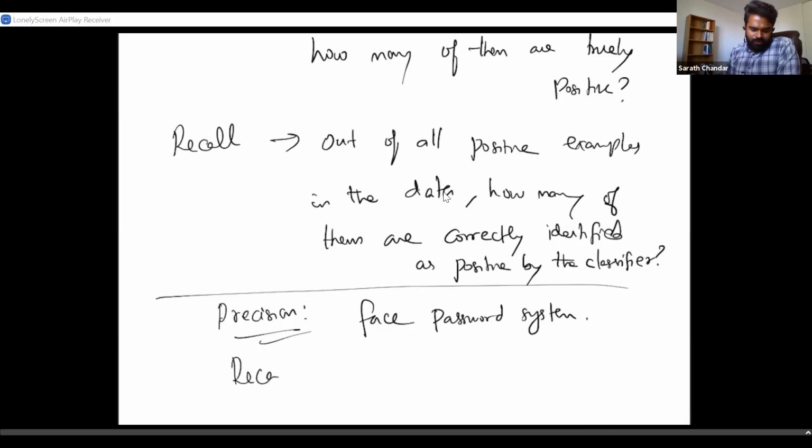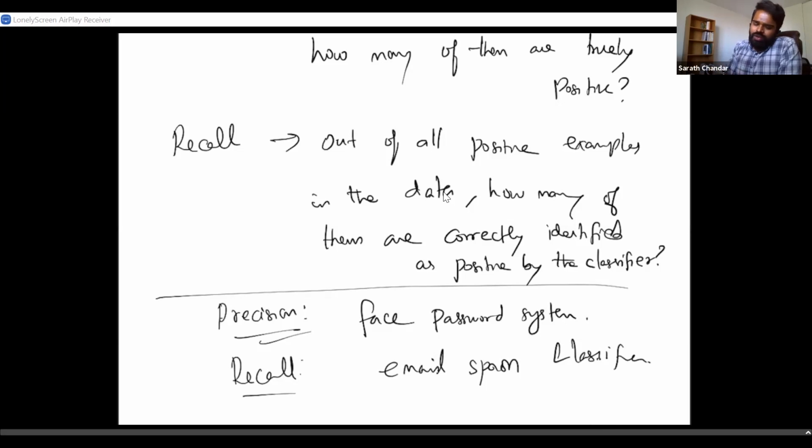To give another example for recall, like we have already seen cancer, another example for recall is the email spam classifier, right? We are usually okay if a spam gets into our good email box, but we are not okay if a good email goes to spam accidentally, right? Let's say you have a very important email and it goes to spam. That is not acceptable. In this case, you want recall of the good emails, okay?